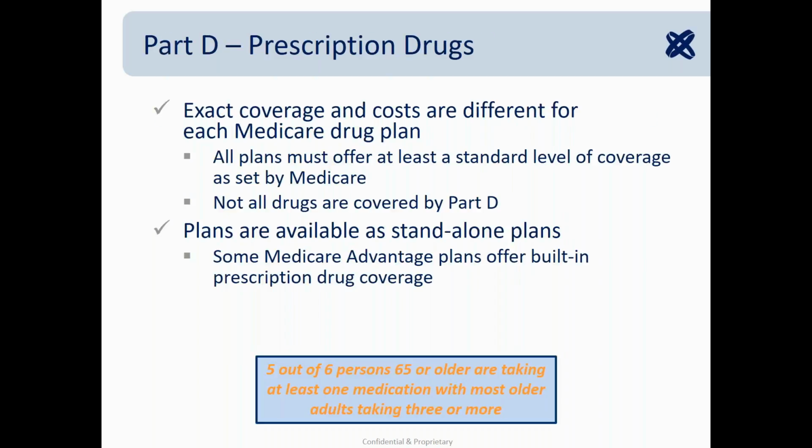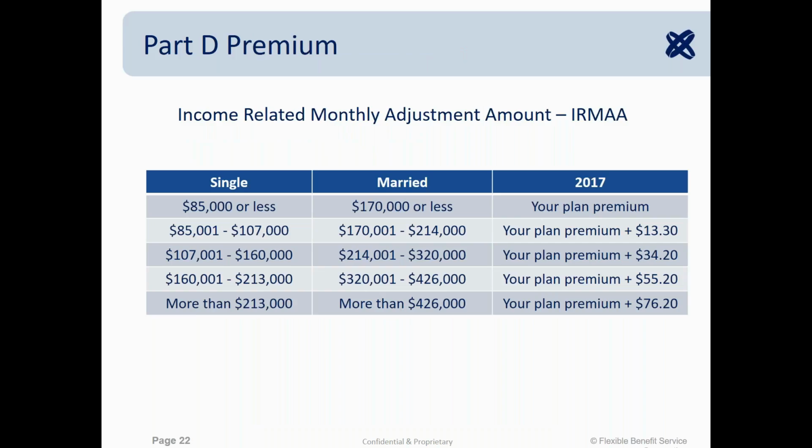Part D, or standalone drug plans. Exact coverage and costs are different for each Medicare drug plan. All plans must offer at least a standard level of coverage as set by Medicare. And not all drugs are covered by a Part D drug plan. Plans are available as standalone plans. Some Medicare Advantage plans offer built-in prescription drug coverage. 5 out of 6 persons 65 or older are taking at least one medication, with most older adults taking 3 or more. So it's very important that they get a standalone drug plan with their Medicare Advantage plan.